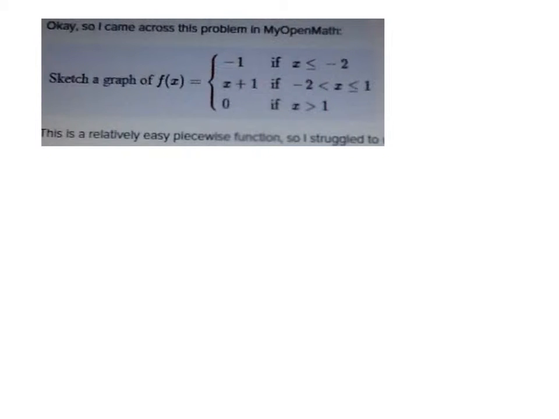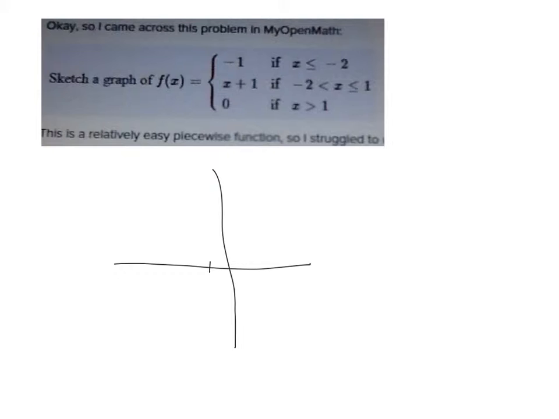So how do we graph this piecewise defined function? These are the domains here, and this is what tells us when to use each piece. This is a constant function, y equals -1, a horizontal line, and we're going to use that one when x is less than or equal to -2.